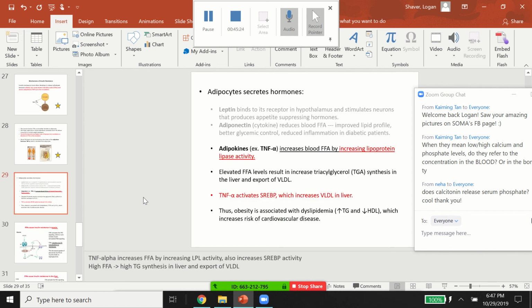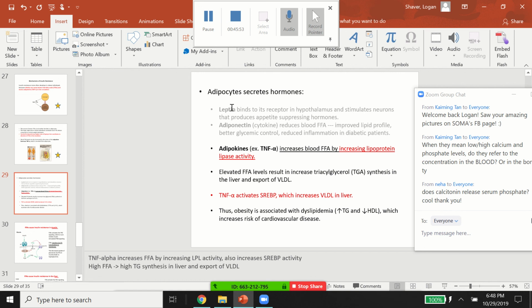All right, so adipokines, a little bit more about them. How does it do that exactly? How do you get more free fatty acids? Well, it's going to be increasing LPL. Now, if you remember, LPL is one of those that helps store fat. So it's an indirect way of increasing blood fatty acids, because you end up storing more fatty acids. It's one of those things.